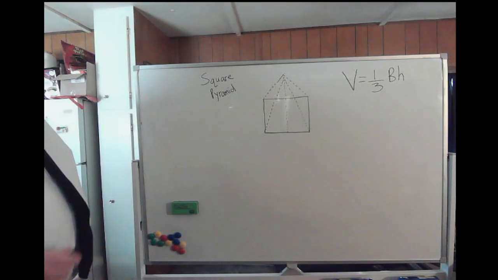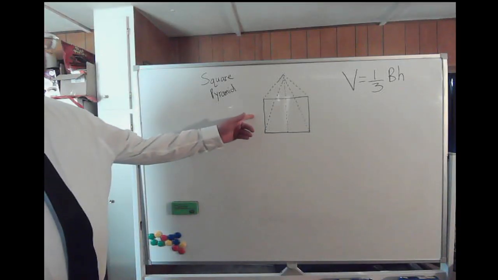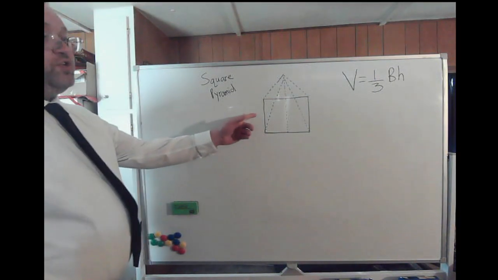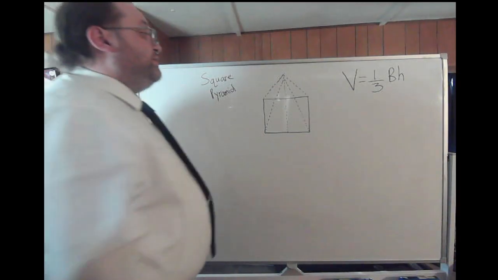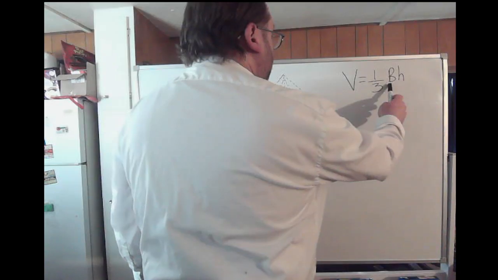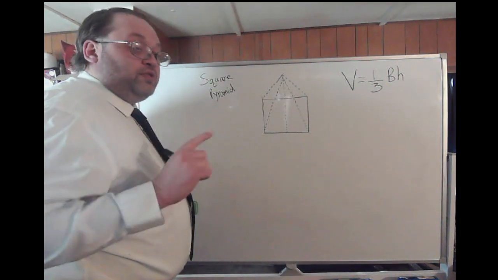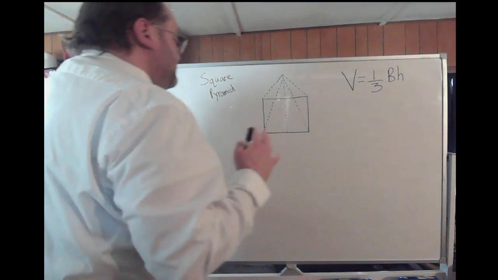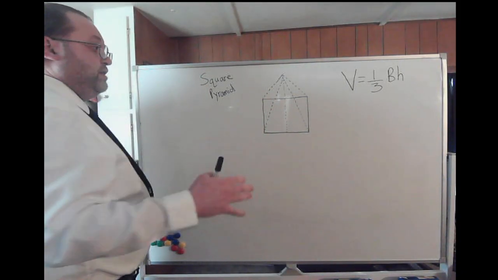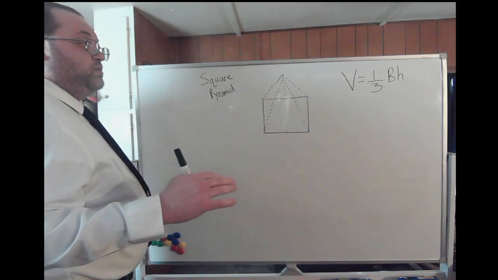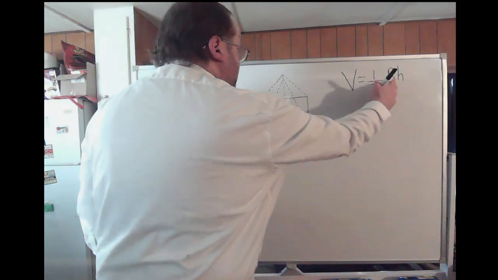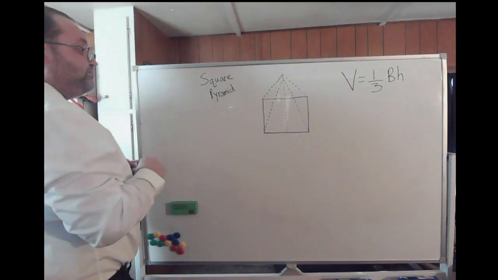So, of course, if we had a square prism, that would technically be a cube. But we have a pyramid because there's only one base. To find the volume of a pyramid, it is 1/3 of the area of the base times the height. Well, why is it 1/3? The idea is that if you put a square pyramid inside of a cube, it'll fill it up 1/3 of the way full. That's why, therefore, the volume is 1/3 times the area of the base times the height.